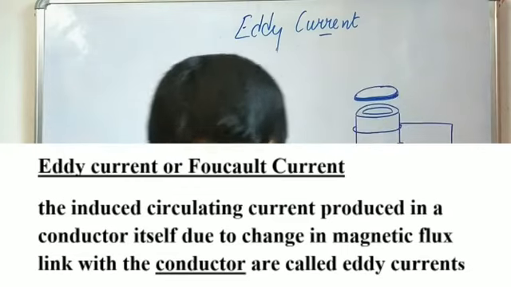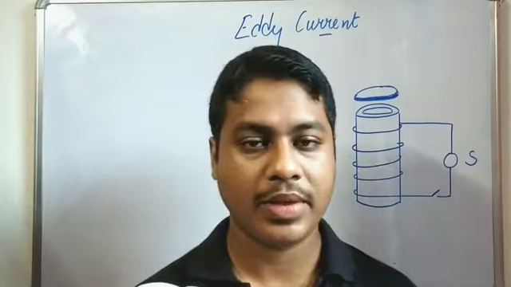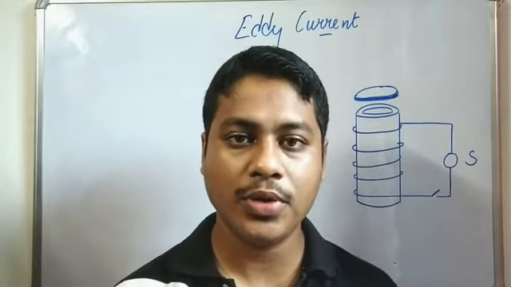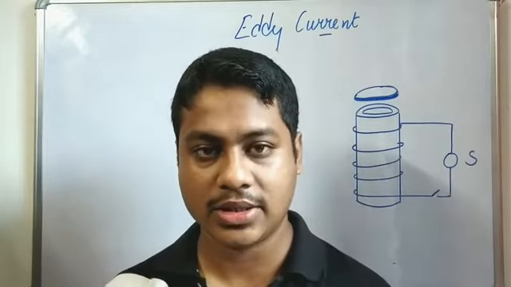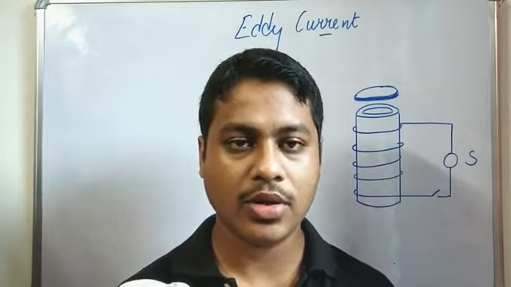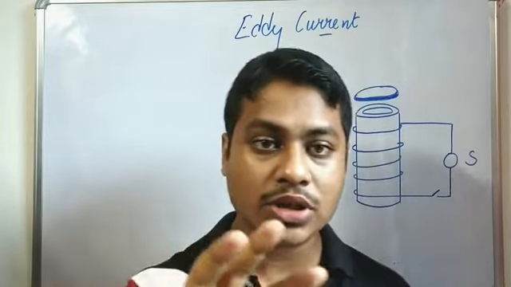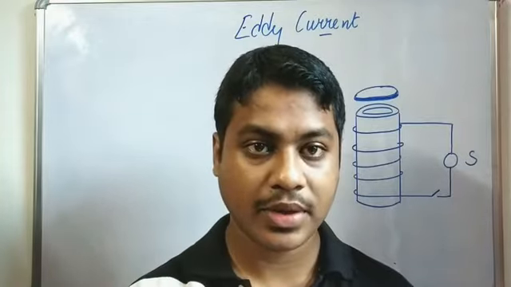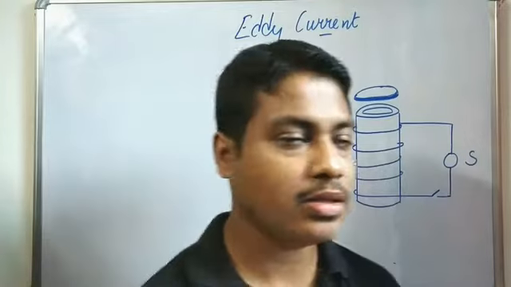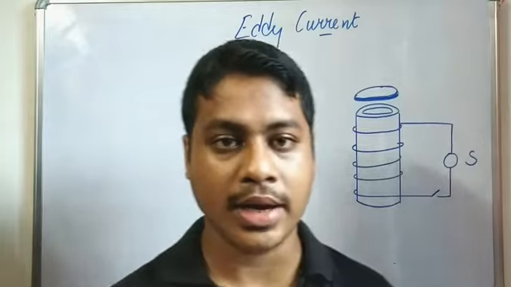Now what does this suggest? This means that this is similar to the induced current only, and everyone knows how the induced current is produced. It is produced by the change in magnetic flux. This is also an induced current. When we change the magnetic flux, the induced circulating current produced in a metal is called an eddy current. That is the only difference. This is a circulating current.